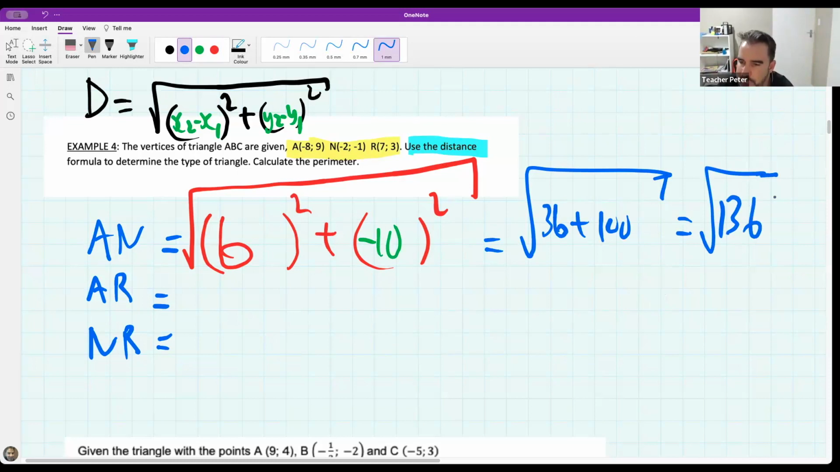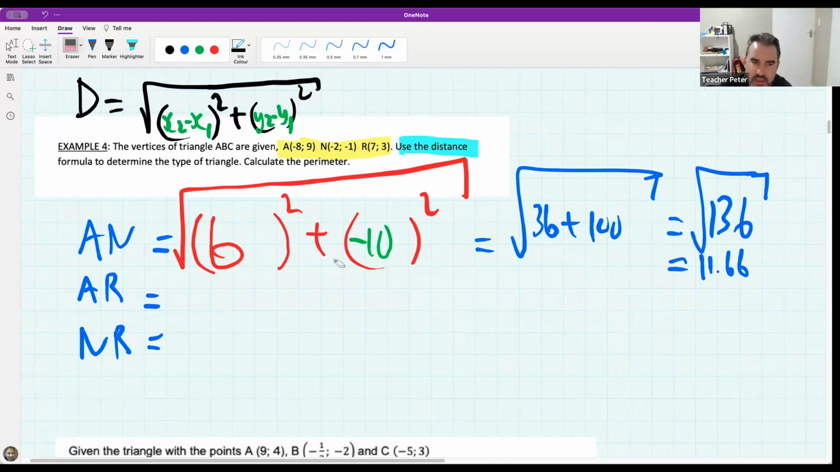Now, if you put that in your calculator, it might give you like a 2 root something, but it'll be equivalent to square root 136. What did you guys get for AN? So 11.66 in decimal form. And that makes sense because the square root of 144 is 12. So the square root of 136 will be close to 12.